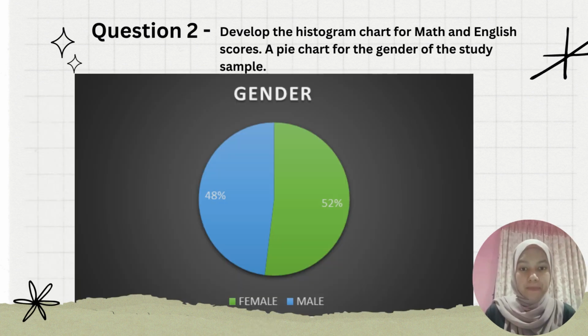Okay, so this is a pie chart for the gender of students involved in this sample study. The chart shows that the female is the most with 52%, while the male is only 48%.